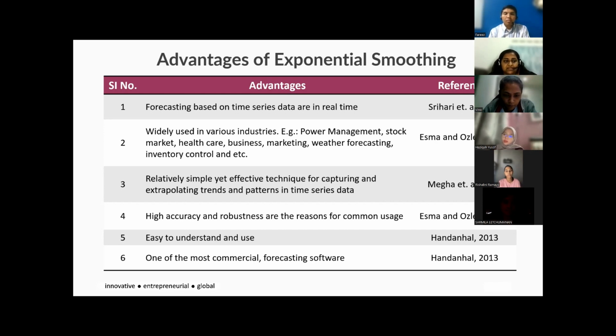Exponential smoothing technique is easy to understand and implement. Most commercial forecasting software offers the exponential smoothing technique in their products. So that's all for advantages. I'll be passing on to Risha to continue on the drawbacks of the exponential smoothing method.